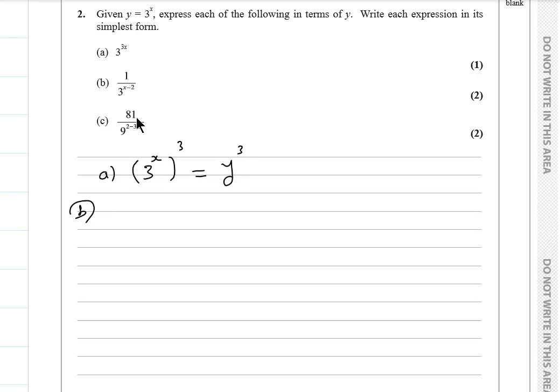Okay, for b we have 1 over 3 to the power x minus 2. We can split 3 to the power x minus 2 to be 3 to the power x multiplied by 3 to the power of minus 2. Because if you combine them again, it will be 3 to the power of x minus 2 as in the question. And then it can be written as 3 to the power 2 divided by 3 to the power x. I raise 3 to the power 2 up with positive power and 3 to the power x as it is. Then it will be 9 over y.